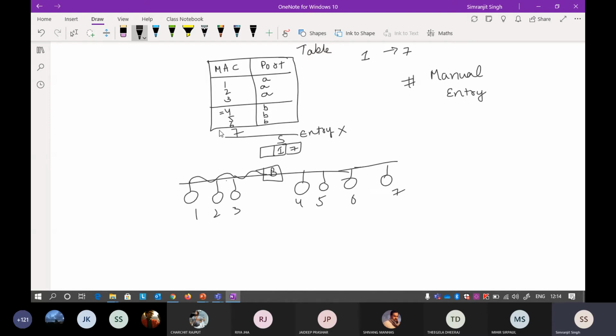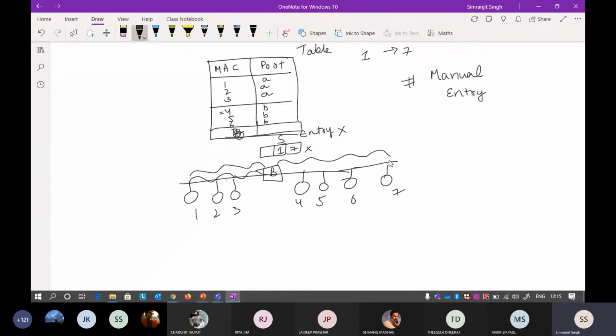Now it will look at its table and see that there is no entry for the 7 MAC address. So what will it do? It will send a signal to all of the devices that are present there. So this bridge sends the signal here as well as here.